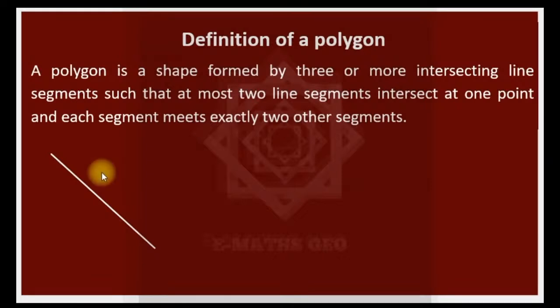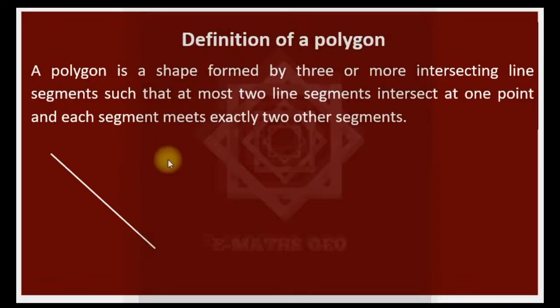So a polygon is a shape formed by 3 or more intersecting line segments, such that at most 2 line segments intersect at one point, and each segment meets exactly 2 other segments. So from this definition, they are telling us that a polygon must be formed with line segments. So it must be formed by lines, not curves.